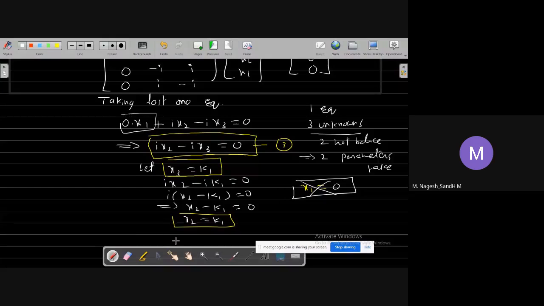So how many unknowns do you have to assume as a parameter? Can anyone say?